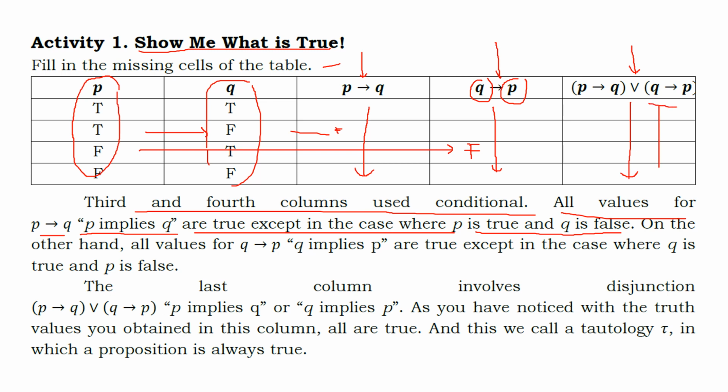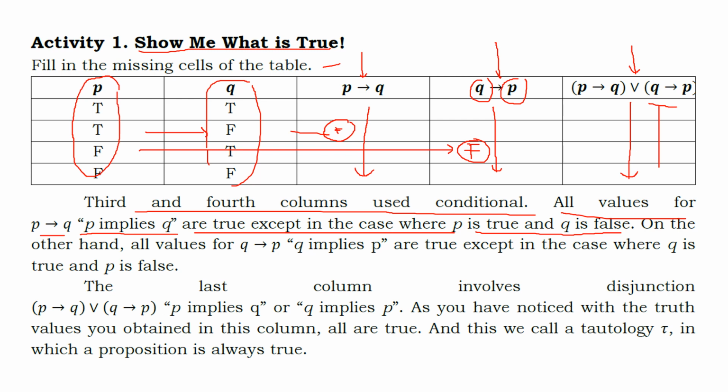And here, as you can see, there's only one false in your third column, wherein your P is true and your Q is false. It's the same thing with your fourth column, wherein your Q is true and your P is false. So the resulting value is false when we apply the conditional between your Q and your P. Now, that's how we deal with this activity. It's up to you whether you go more into this one.